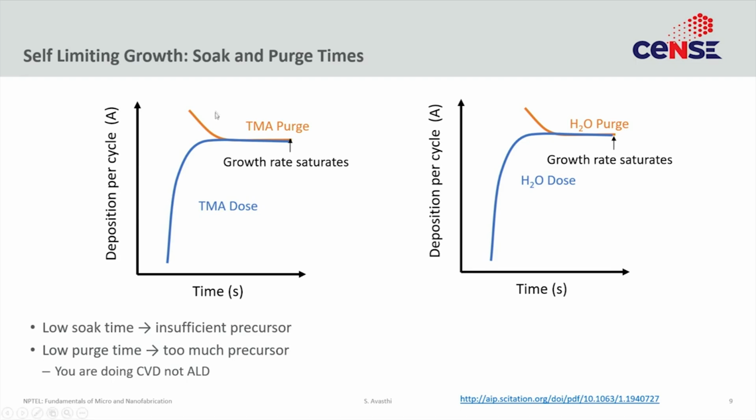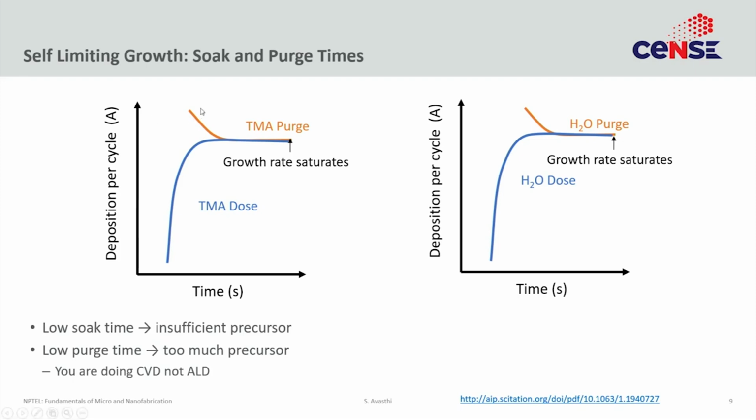Similarly, for the purge cycle, you would plot the deposition per cycle for various purge times. For very small times, you will have excess TMA that just hangs out in the chamber. This is TMA that is not absorbed on the surface, but is just inside the chamber. This is bad because this TMA will then react with the water that you put in the subsequent cycle and do a CVD type reaction, not an ALD type of reaction. You always want ALD to happen on the substrate, not in the gas phase. If you were to leave some excess TMA, that would artificially enhance your growth rate, but that growth rate is not proper ALD. So you want to avoid that.